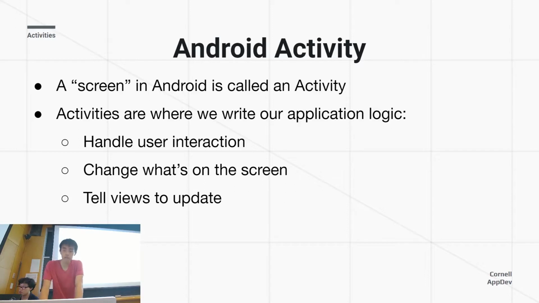We'll be going over activities, and so again, every single app or every single project that you make in Android will have a main activity by default, which is your main screen, and every activity is a screen, and that's sort of like the biggest form of organization in Android apps.